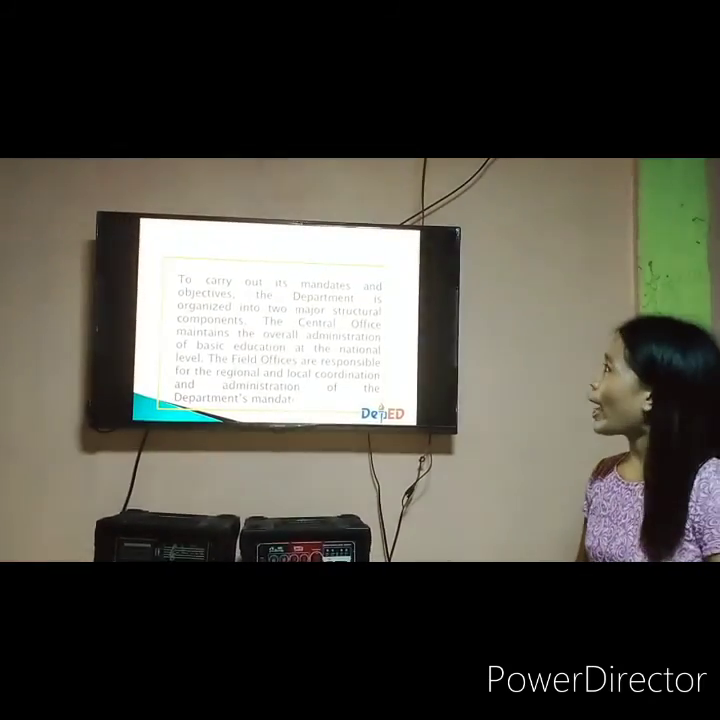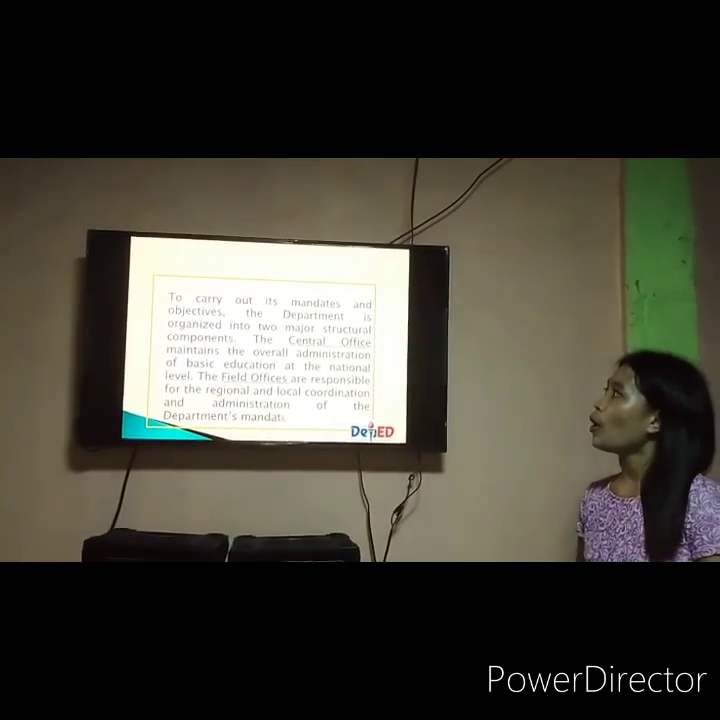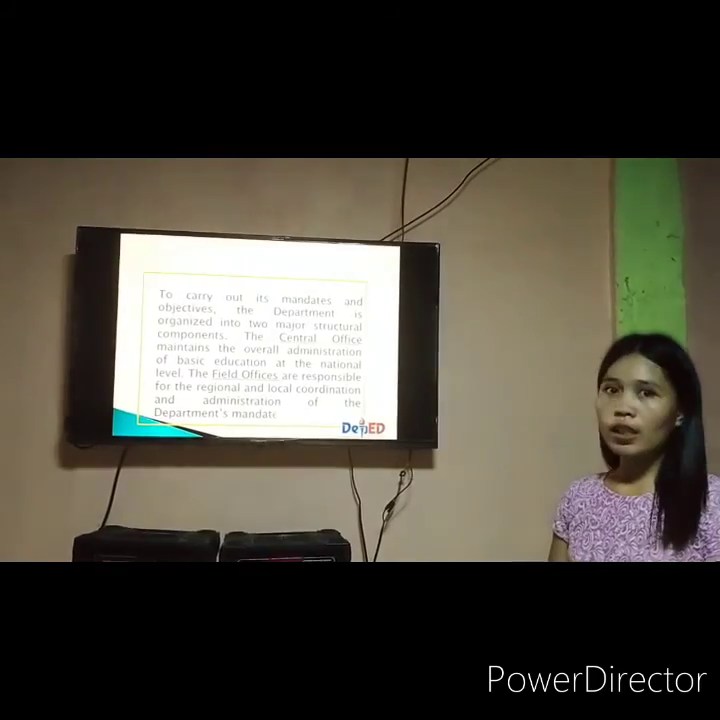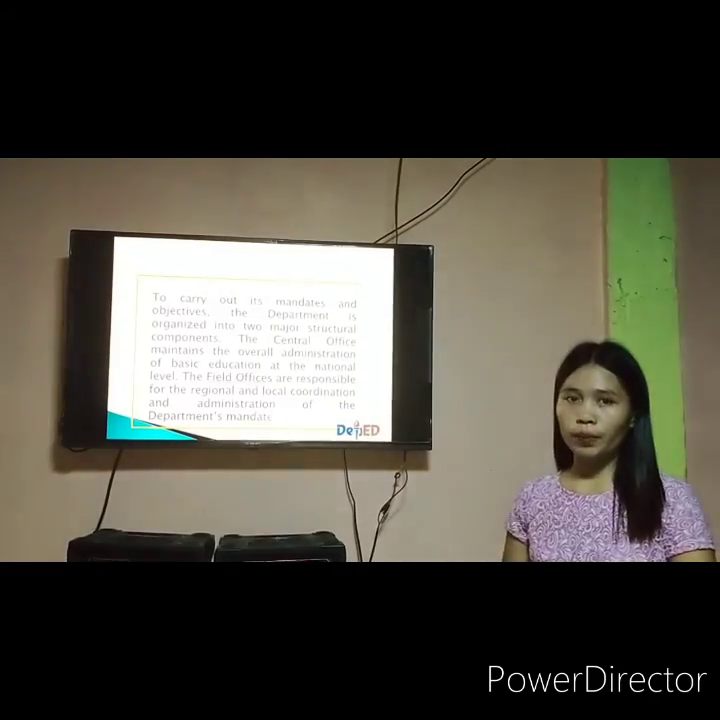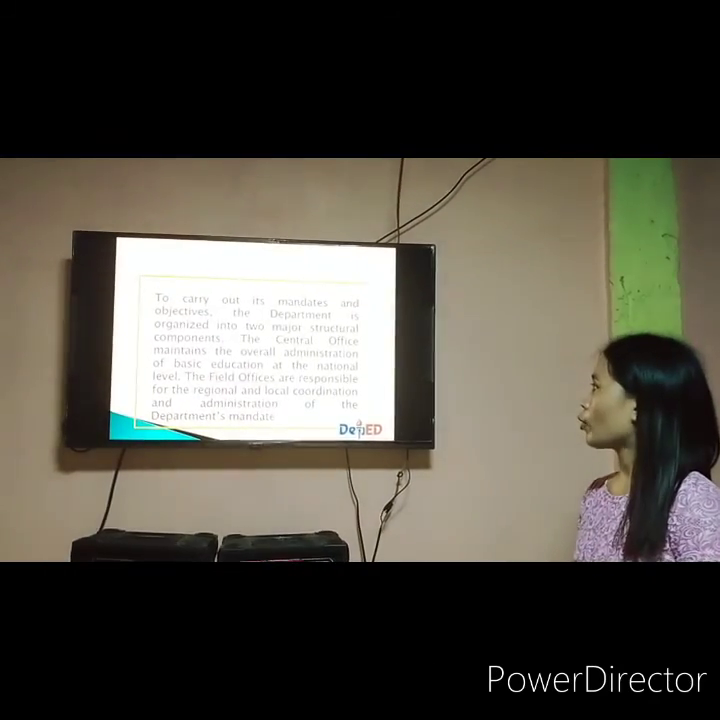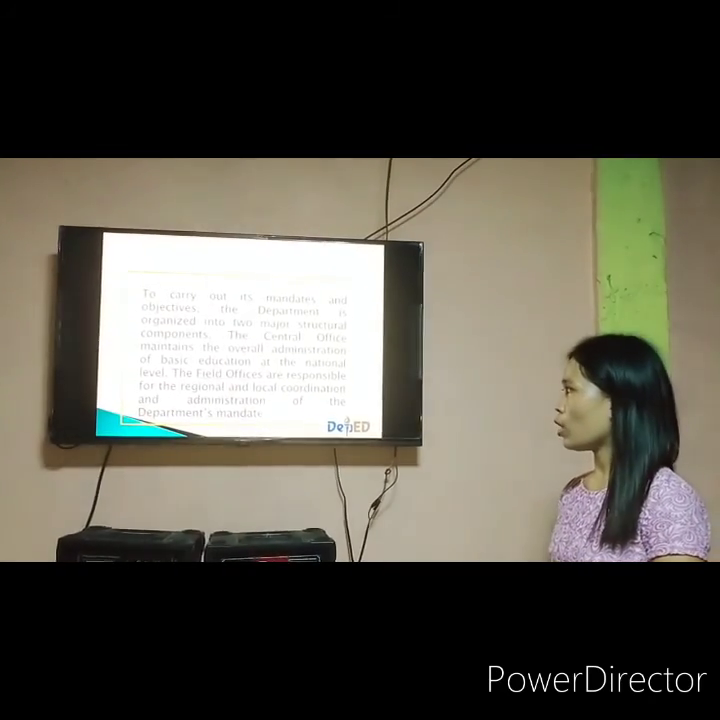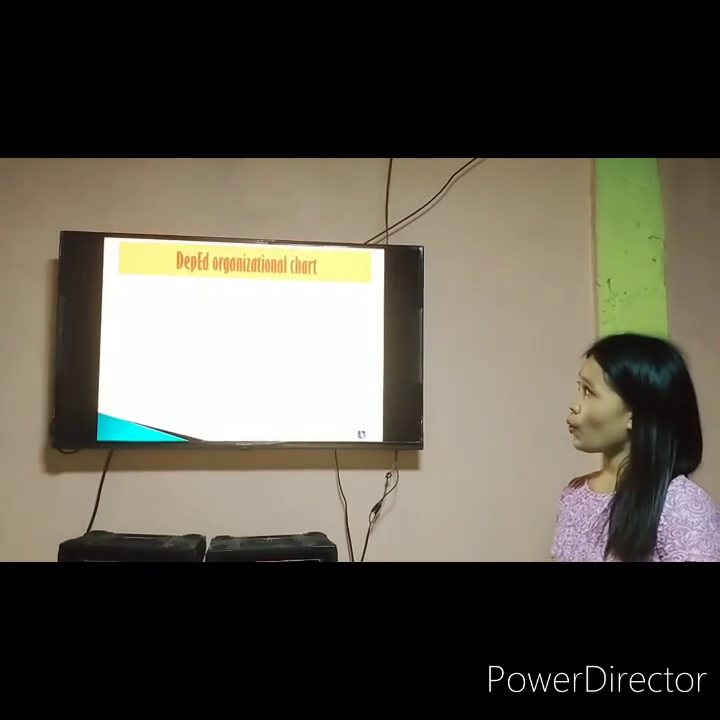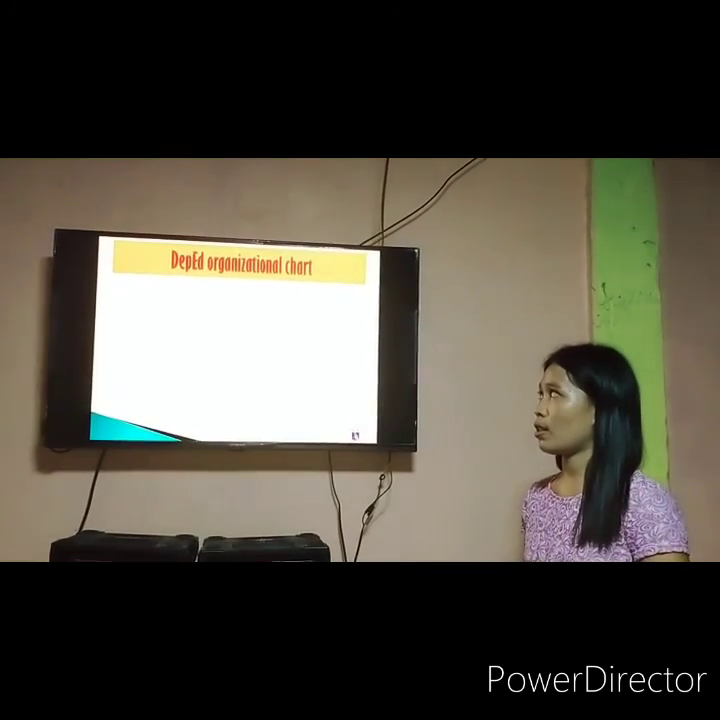To carry out its mandates and objectives, the department is organized into two major structural components. The central office maintains the overall administration of basic education at the national level. The field offices are responsible for the regional and local coordination and administration of the department's mandate. This is the organizational structural chart for the central office.